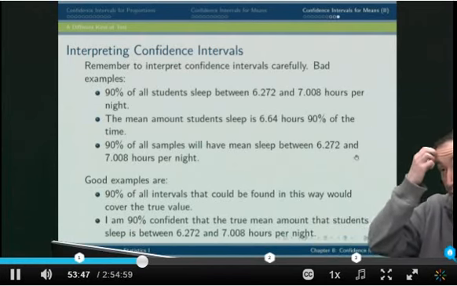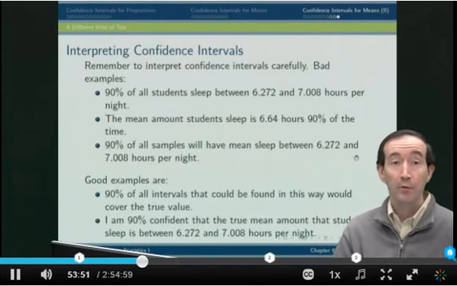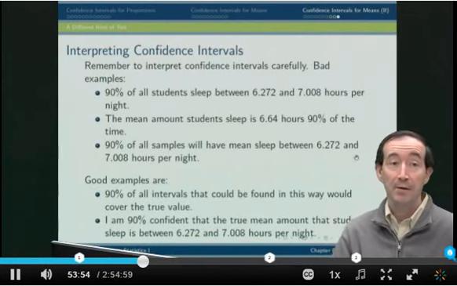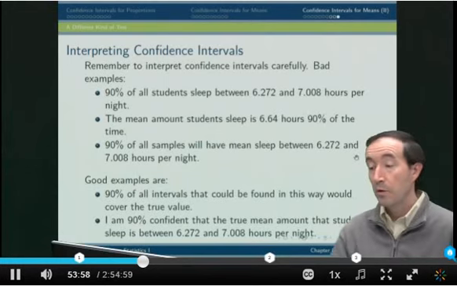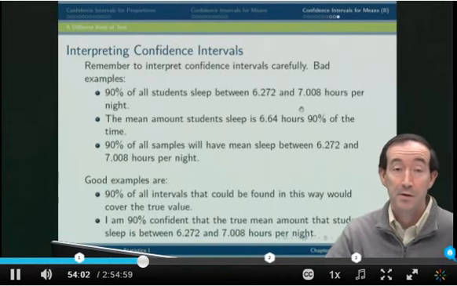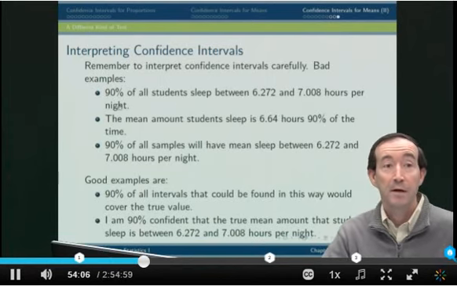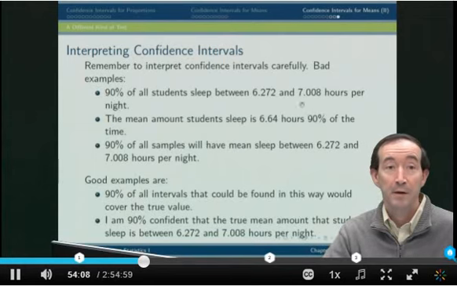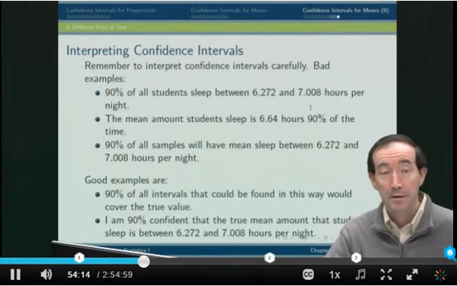So once you've built these confidence intervals, you will then need to be able to interpret them. And remember, we're going to interpret them pretty much exactly the same way we interpreted them before. Just to make sure this is clear, here are some bad examples of interpretations that I've seen students do before. If you do a study, you might say, I find these two bounds in my confidence interval. 90% of all students sleep between 6.272 and 7.008 hours per night.